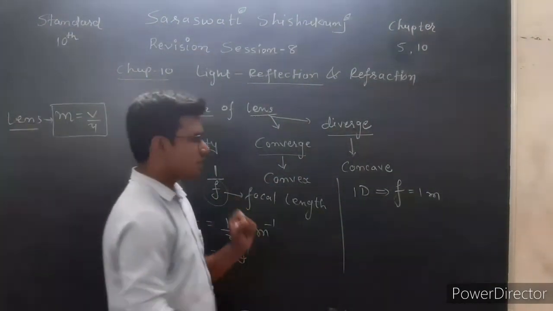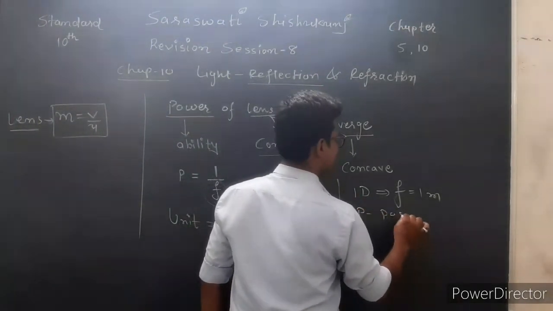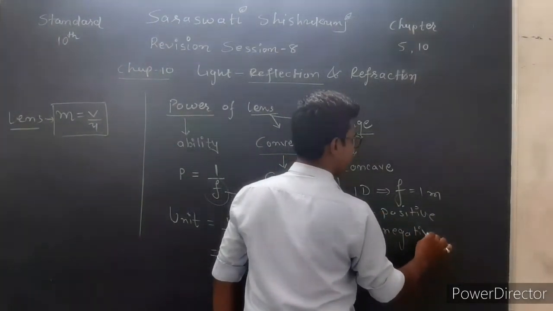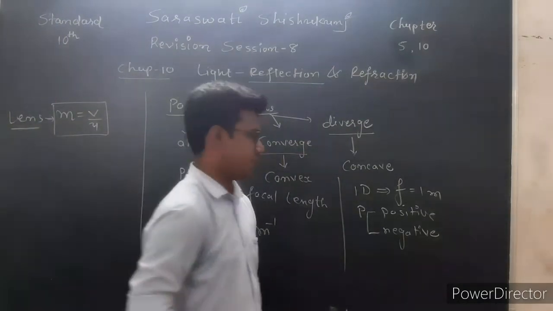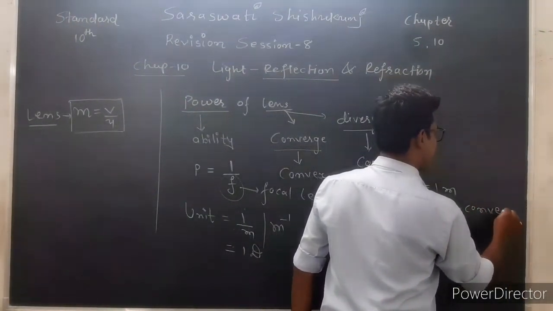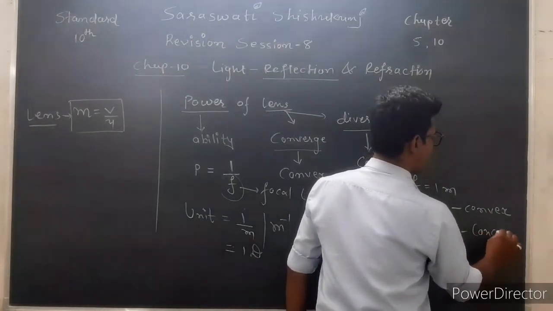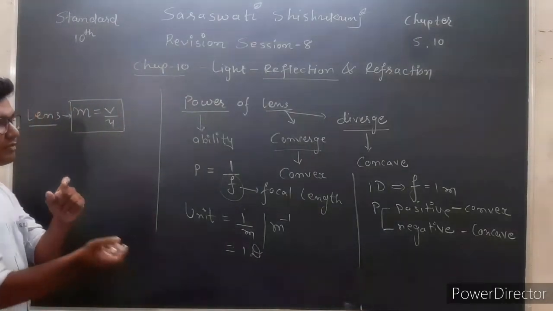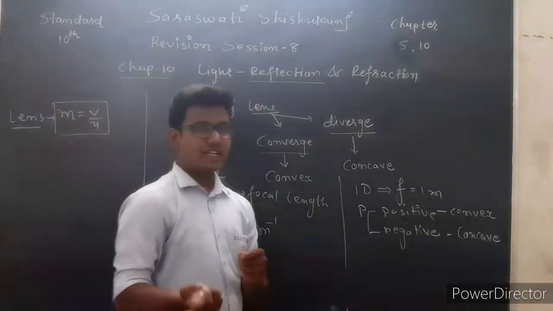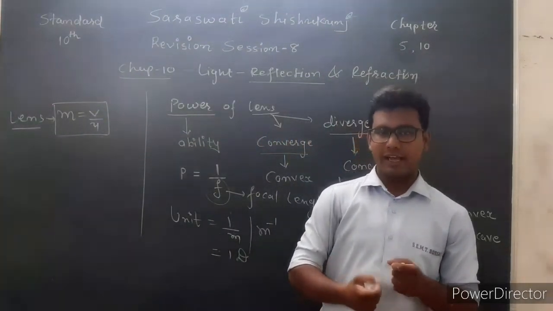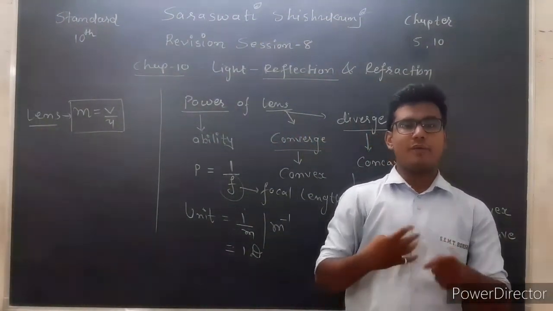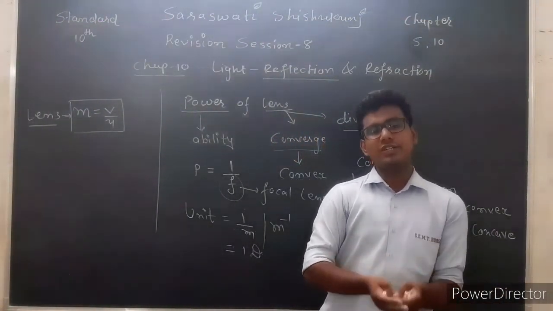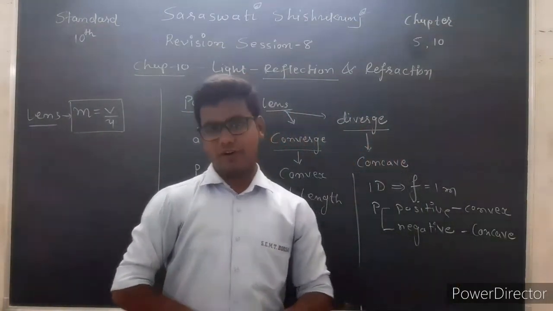Okay. In power of lens also there are two possibilities. It can be positive or it can be negative. When focal length is positive, power of lens is positive, and that is called convex, and negative, that is called concave lens. So this way we have completed some of the important topics regarding the test of our chapter number 10, that is light, reflection and refraction. The rest of the topics we have discussed in our revision sessions and in our regular sessions also. Prepare from your worksheets and from your assignments and be ready for your test. All the very best.